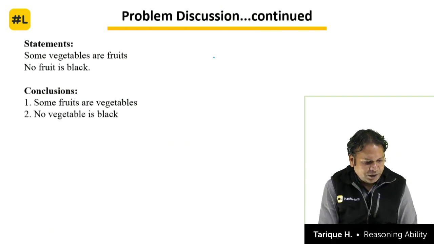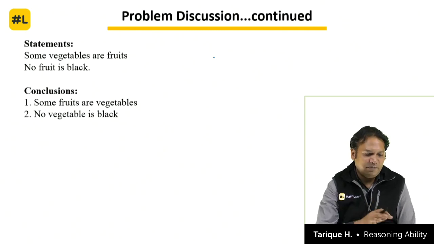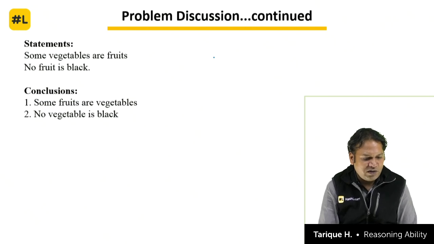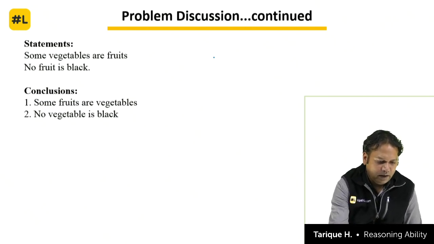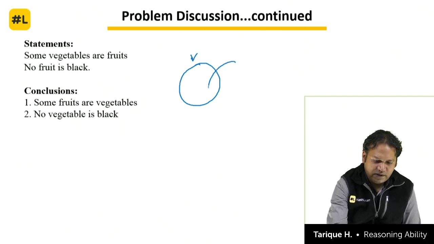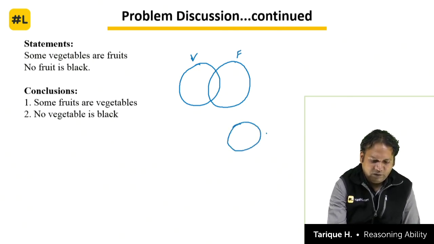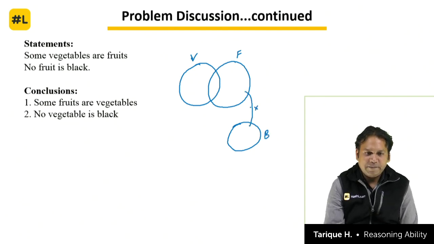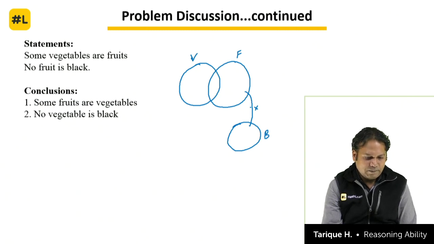Now, problem discussion continued. Some vegetables are fruits, no fruit is black. Again 2 statements, 2 conclusions. Let us find out which of these conclusions is right. Some vegetables are fruits, a very basic statement. This is the circle for vegetables and this is the circle for fruits. Some vegetables are fruits. No fruit is black. So again here we have the circle for black, and we know no fruit is black, so we put a negative link here.